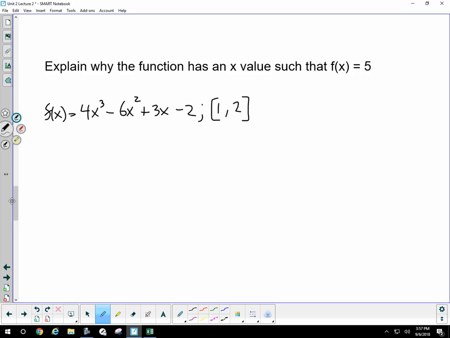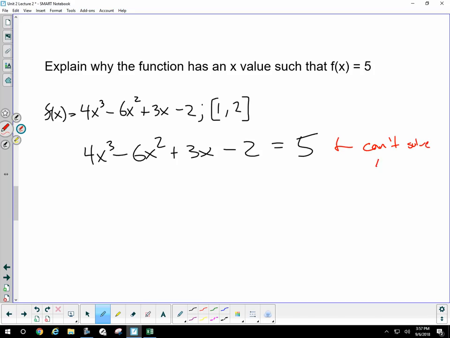Take this question right here. Explain why the function has an x value such that f of x equals 5. Okay, well, we want to look at trying to solve this equation. Okay, f of x equals 5. However, you're going to find that if you try to solve this by hand, you are not going to be able to. It's not possible. You're going to have to use a calculator, some numerical calculation device to find this solution. Okay, not everything is solvable by hand, which you don't think of if you do high school maths. Okay, but we don't care about the actual solution. We just care to know if one exists.